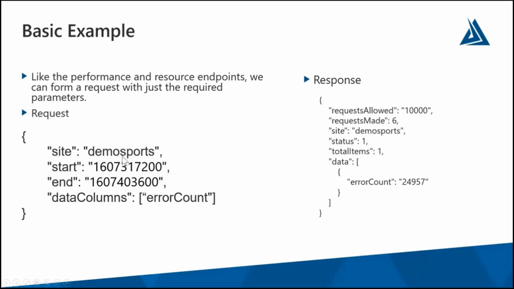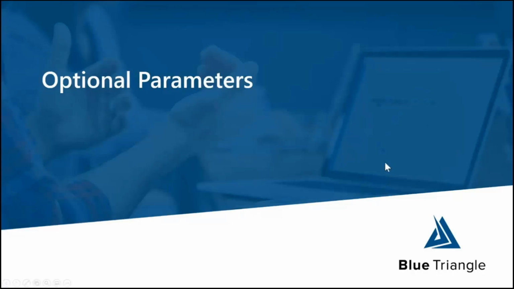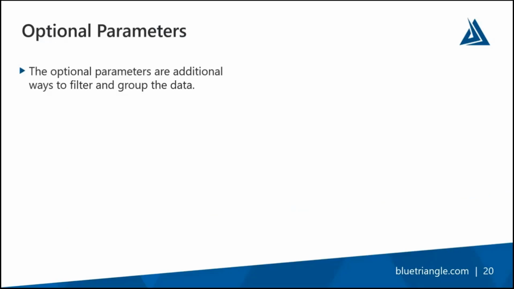So we have our site specified, our start and end times. This is just 1 day here, and our data columns, we're just going to look for the error count. And so this is what the response looks like. Very straightforward. We have some metadata up here, and ultimately it's going to show us how many errors occurred during this 1 day time period. Cool.